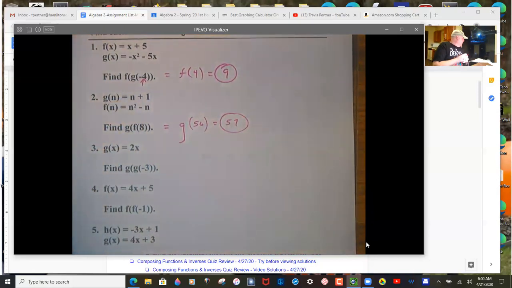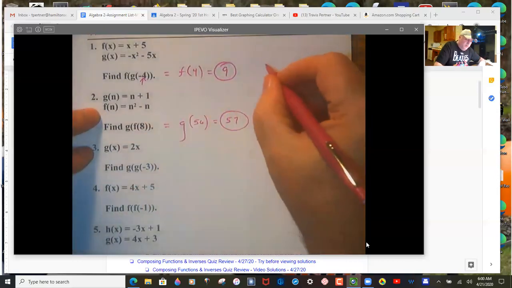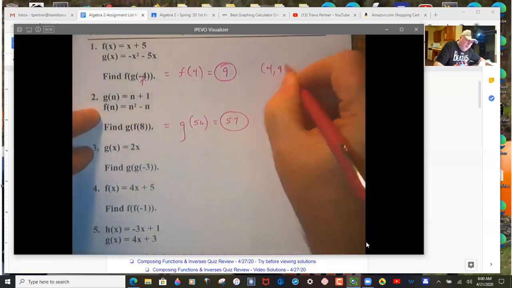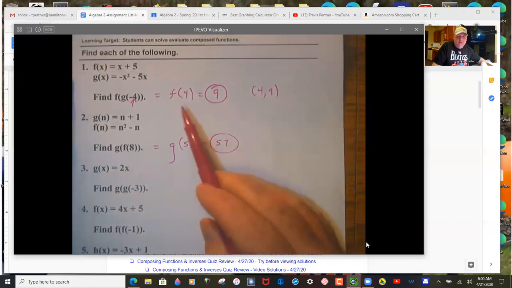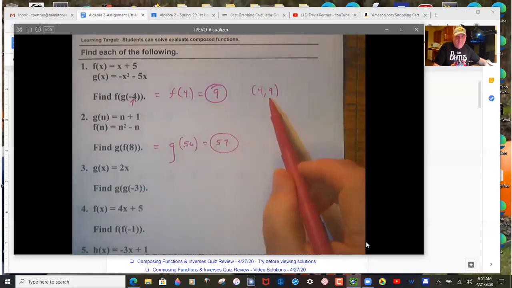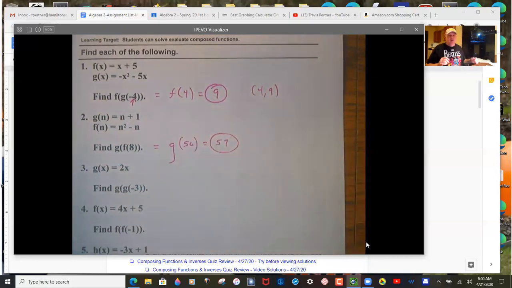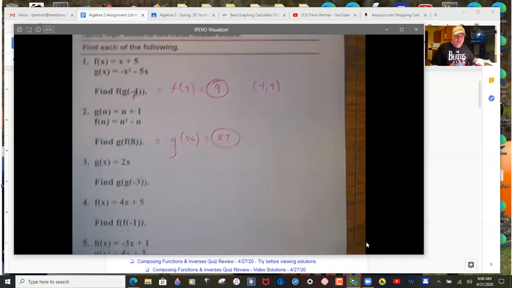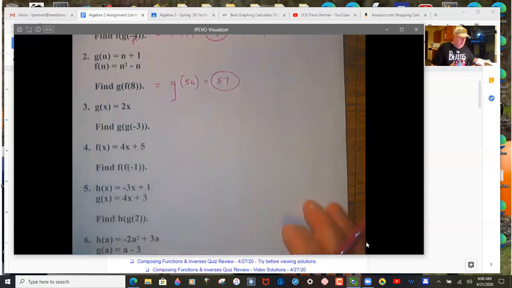I guess I did put this in my notes. You need to understand this before I just fly through this. f of 4 equals 9 means the coordinate (4, 9) is on the f function. You need to understand that this is notation, meaning that the coordinate (4, 9) is on the f function. That's very important to know.